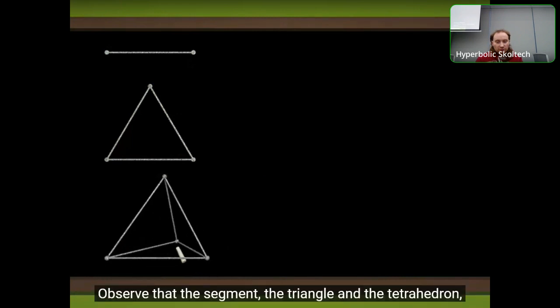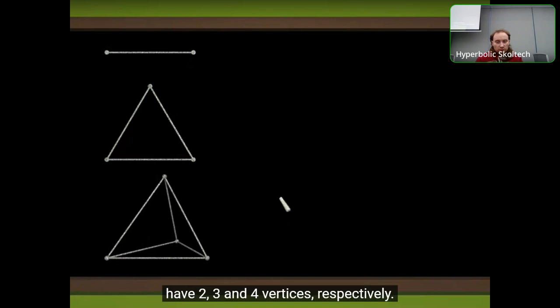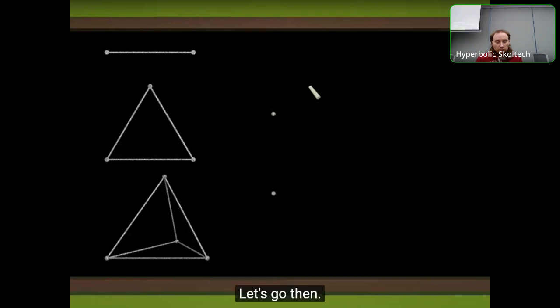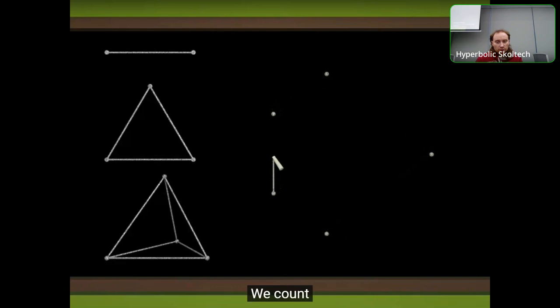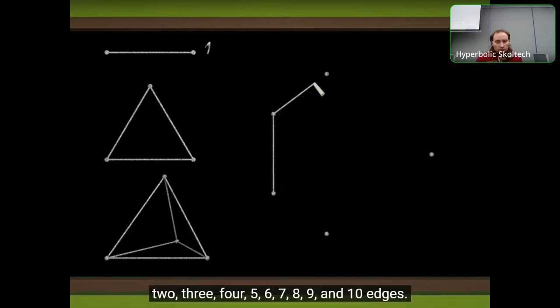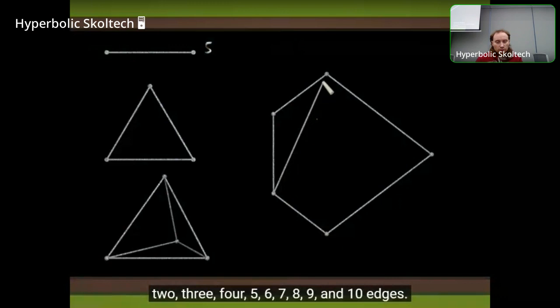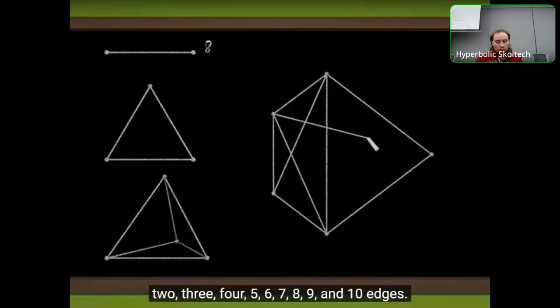Observe that the segment, the triangle, and the tetrahedron have 2, 3, and 4 vertices respectively. Therefore, we can try to continue with 5 vertices. Let's go. For the segment, the triangle, the tetrahedron, an edge connects each pair of vertices. So we have to connect the 5 vertices in pairs. We count. 1 edge, 2, 3, 4, 5, 6, 7, 8, 9, and 10 edges.